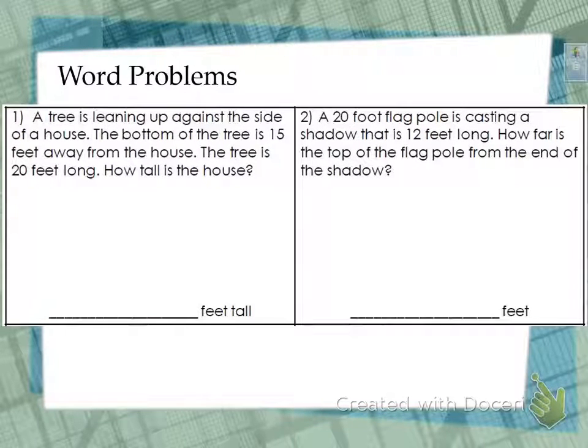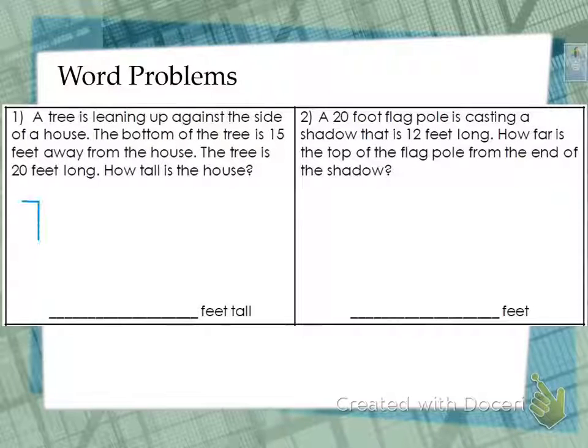For number 1, a tree is leaning up against the side of a house. The bottom of the tree is 15 feet away from the house. The tree is 20 feet long. How tall is the house? When I have Pythagorean theorem word problems, I oftentimes want to draw a picture to help me visualize. So as I read the problem, I see the tree is leaning up against the house.